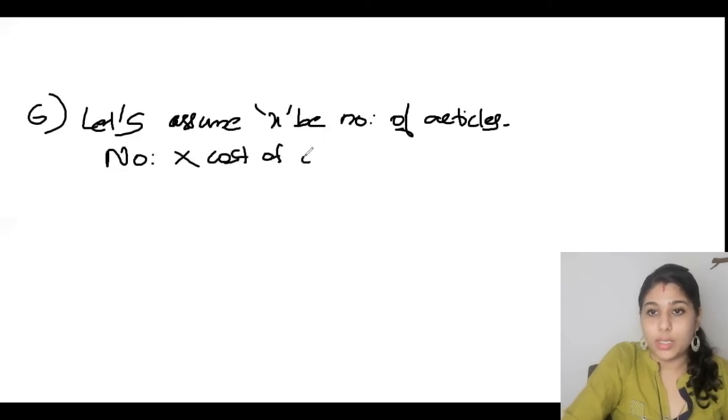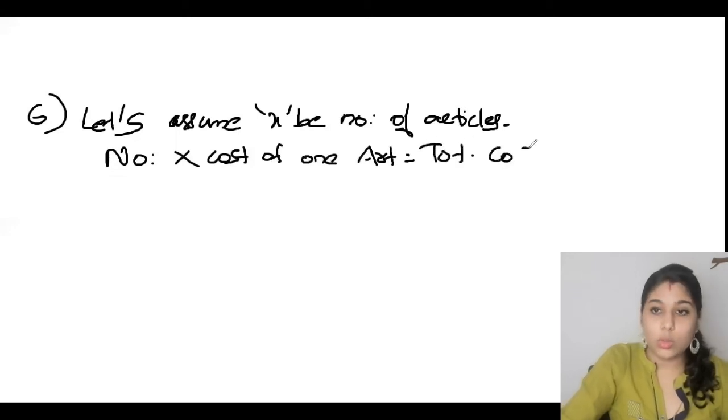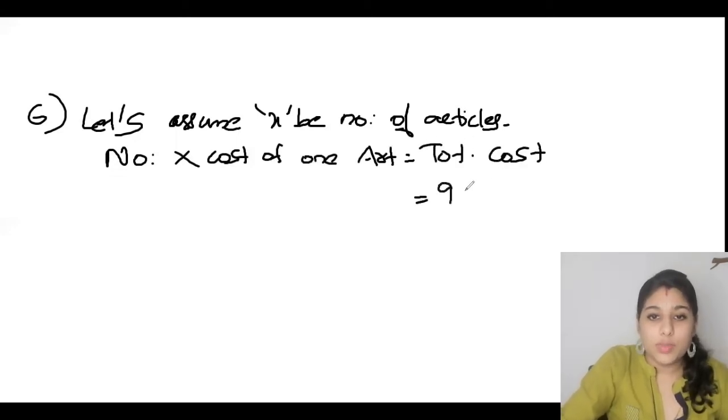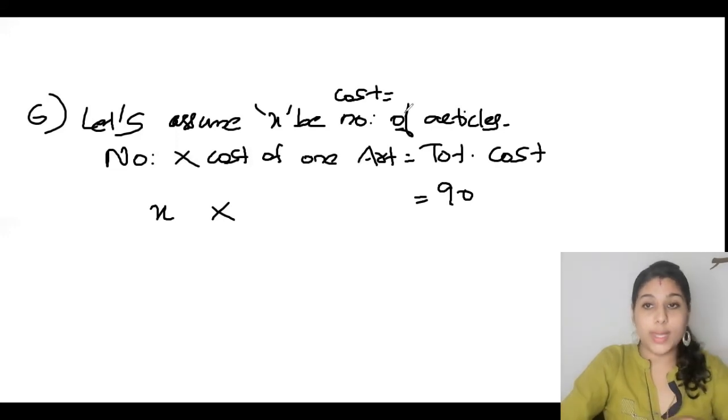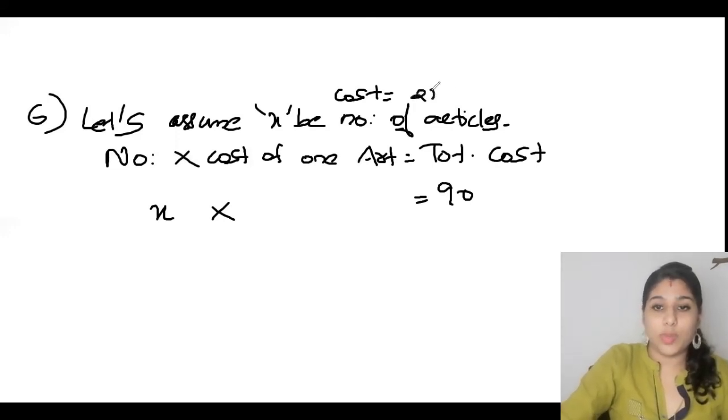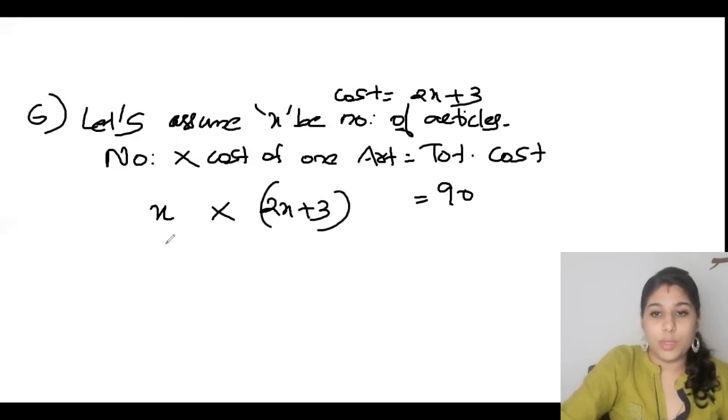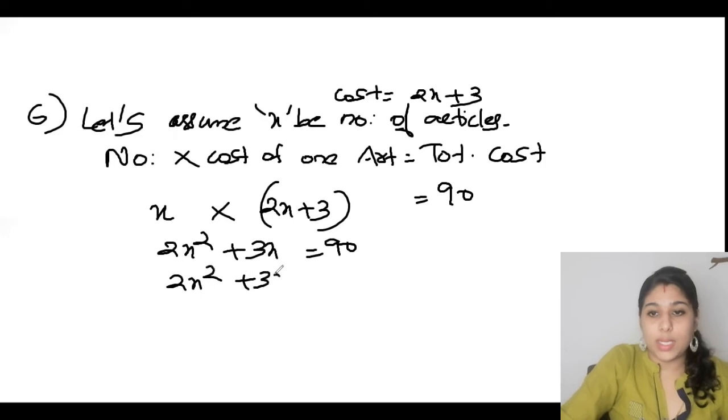So number into cost of one article will be the total cost, and the total cost is already given here as 90. So x is the number, into cost. They have said that the cost will be twice the number and 3 more, that is 2x plus 3. So we can substitute: x into (2x plus 3) will be 90. Multiplying, it will be 2x square plus 3x is 90. So 2x square plus 3x minus 90 is equal to 0.